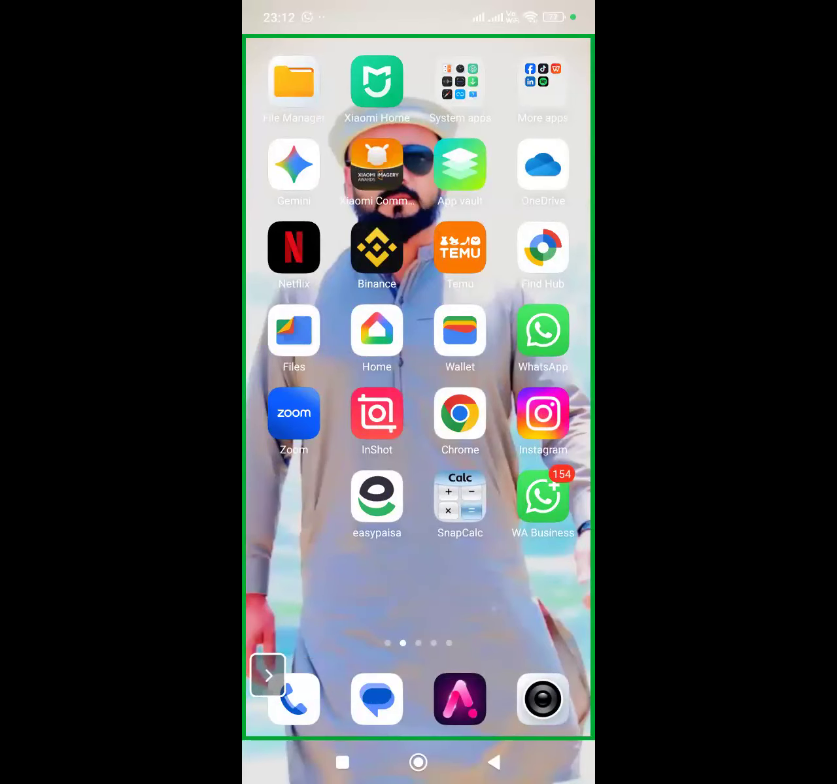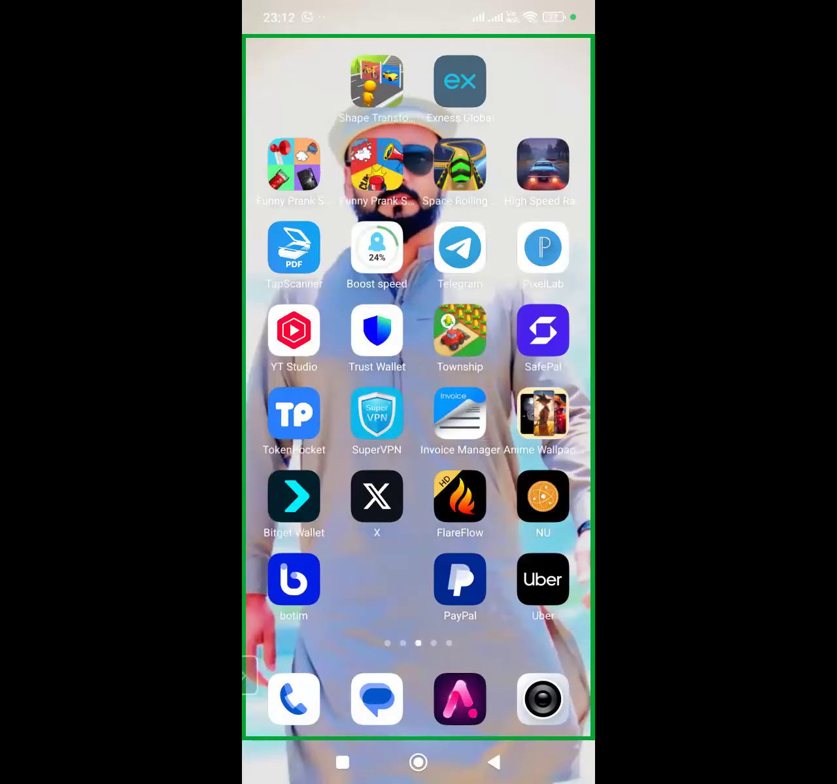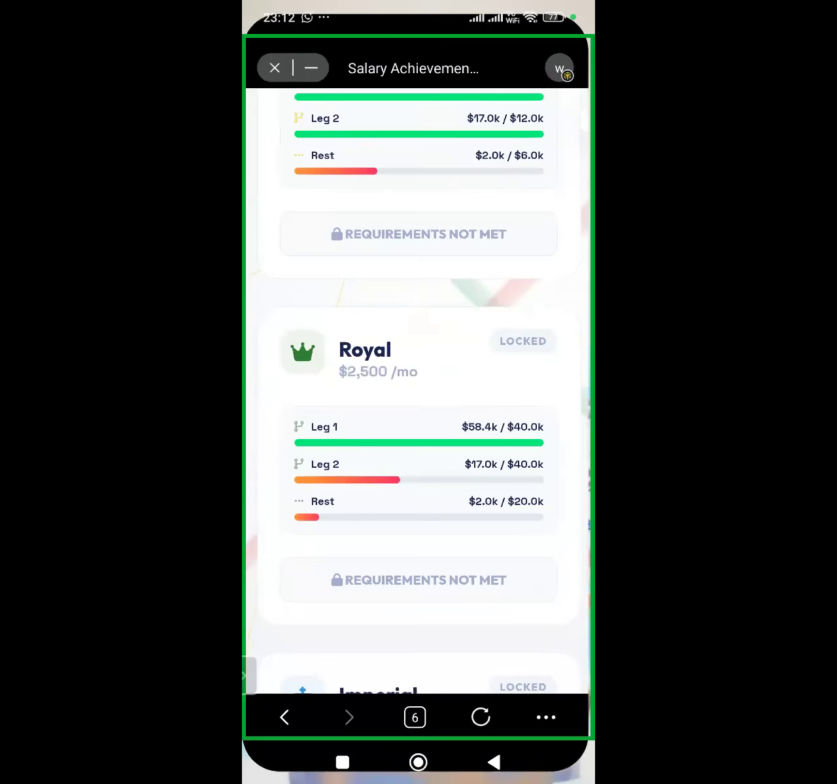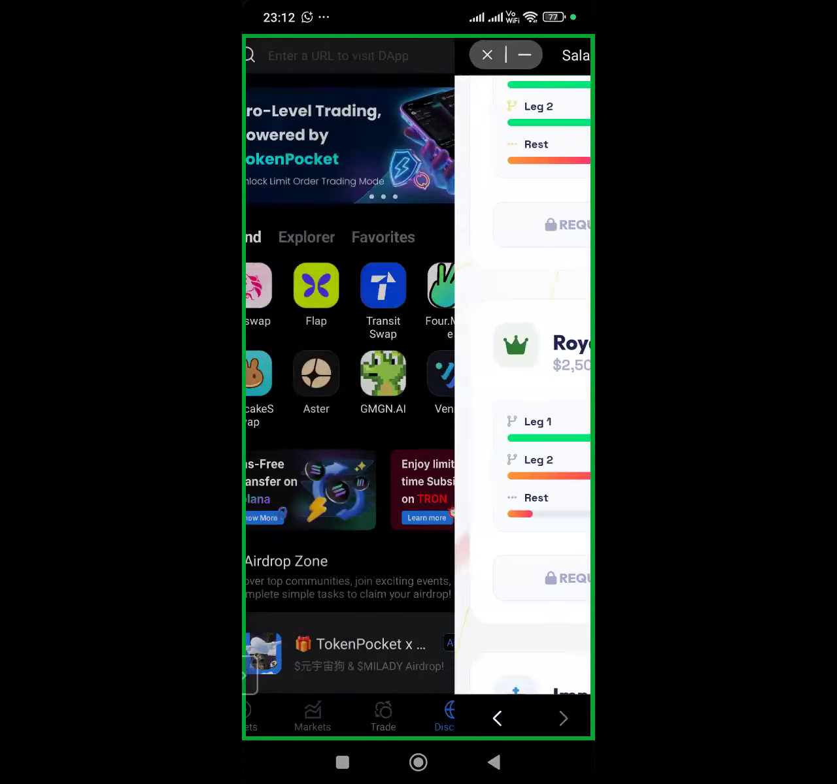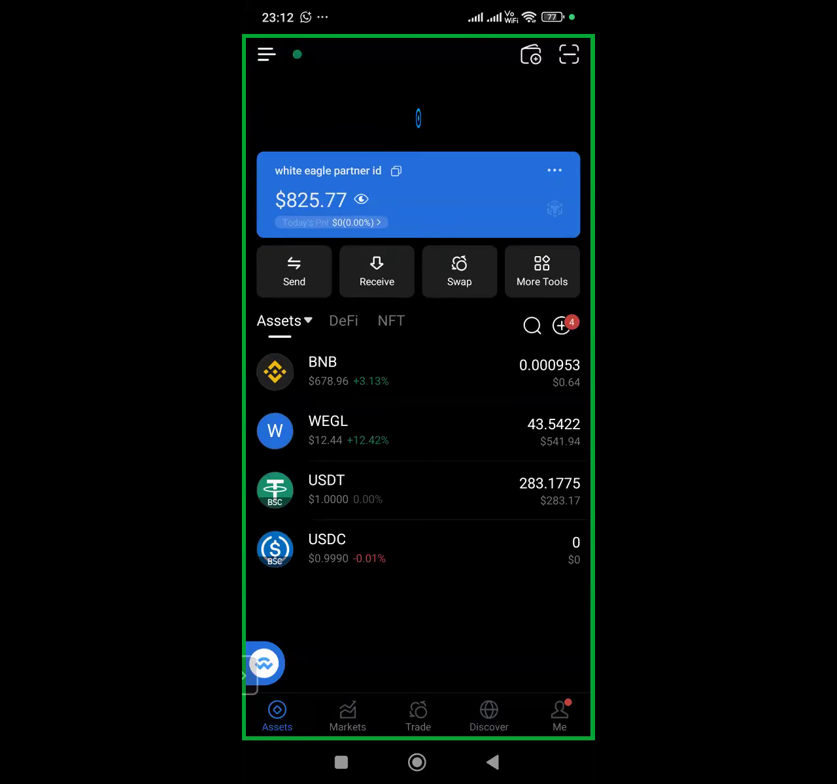First of all, you need a Web3 wallet to participate in this system, and you can participate by getting a Web3 wallet. Suppose any one wallet; I mostly use Token Pocket. Some people use Trust Wallet, some use SafePal, some use Bitget, some use MetaMask. I mostly use Token Pocket, and this is my Token Pocket wallet that I have opened.